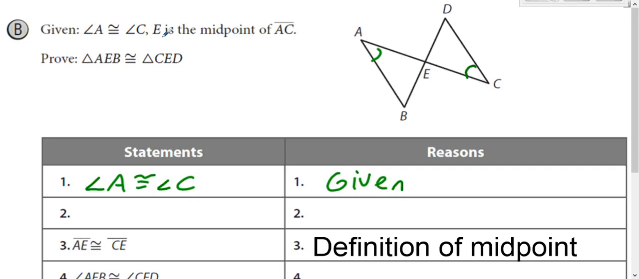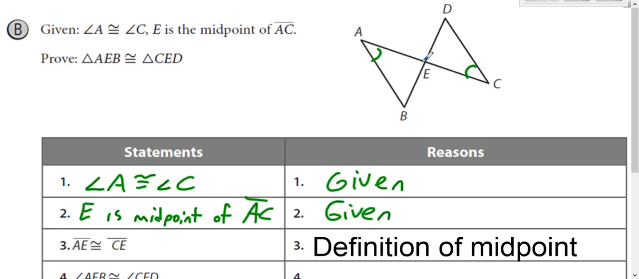Next, we're told that E is the midpoint of AC. So we'll write it down, because it was given. So that doesn't tell us anything's congruent, so we don't have anything to mark. You only mark the diagram when you say something is congruent. But this is important. E is the midpoint.